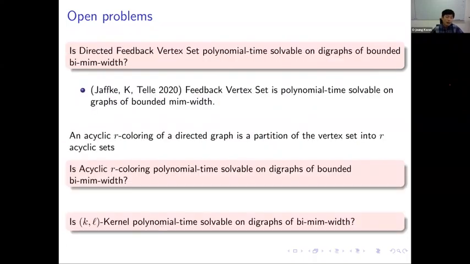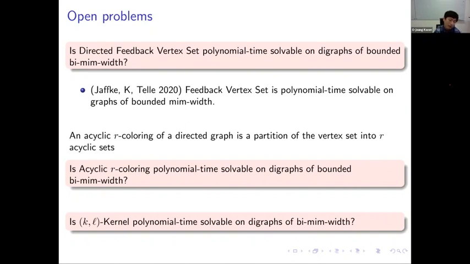And as a problem case, it's interesting to look at the directed feedback vertex set, because in undirected graphs, feedback vertex set was proved quite recently to be polytime solvable on bounded mim-width. But we were not sure about directed feedback vertex set, because for feedback vertex set, we want to find some induced forest in a maximal way. The maximum size of an induced matching gives us some restrictions on how the trees can intersect. But for directed feedback vertex set, even a tournament can be acyclic, right? So it looks NP-complete, but we are not sure about this at the moment.